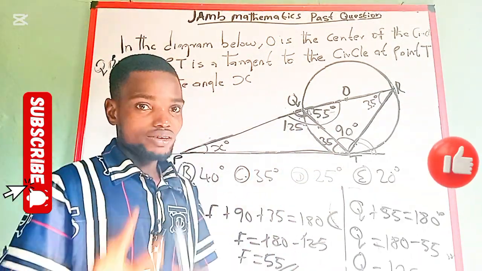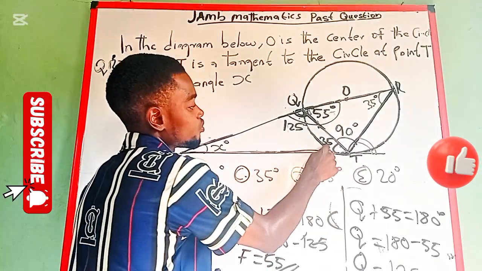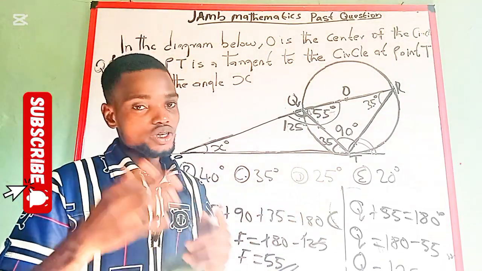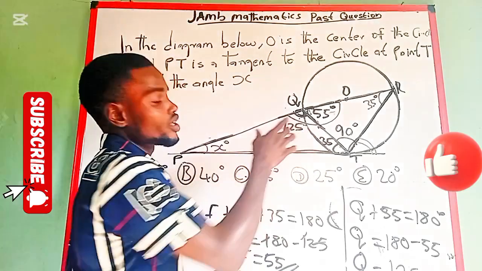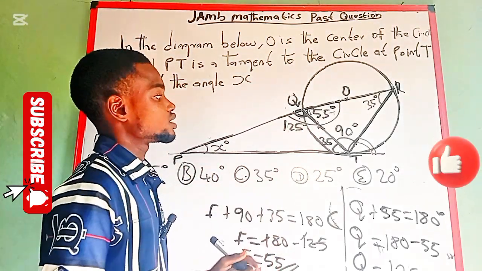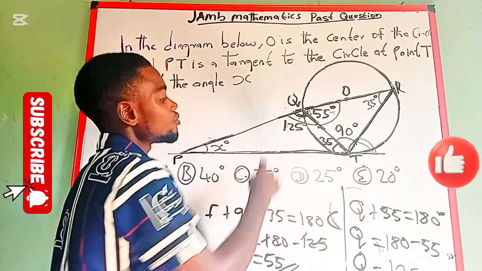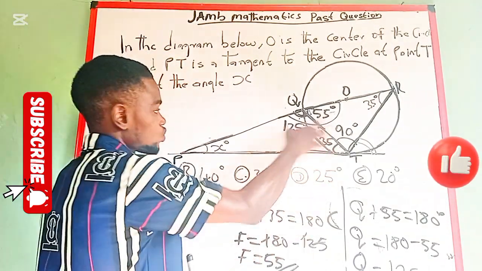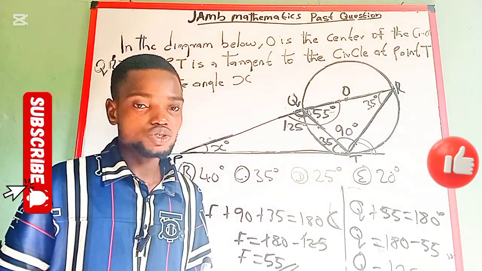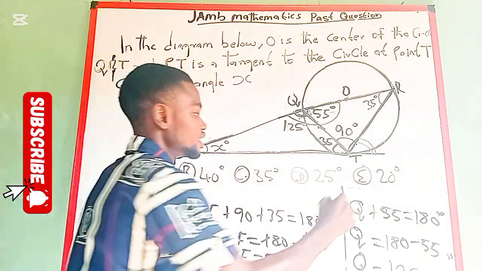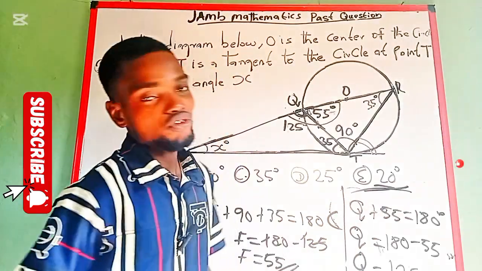Now let's do that without writing it. 125 plus 35, what is it going to give us? 5 plus 5 is 10, 2 plus 3 is 5, we have 160. Is that 160? Yeah, it is 160. Now 180 minus 160, because that is what the angles sum up to here, we're going to have what? 20. Do we have 20 in the options? Yes, we have 20.